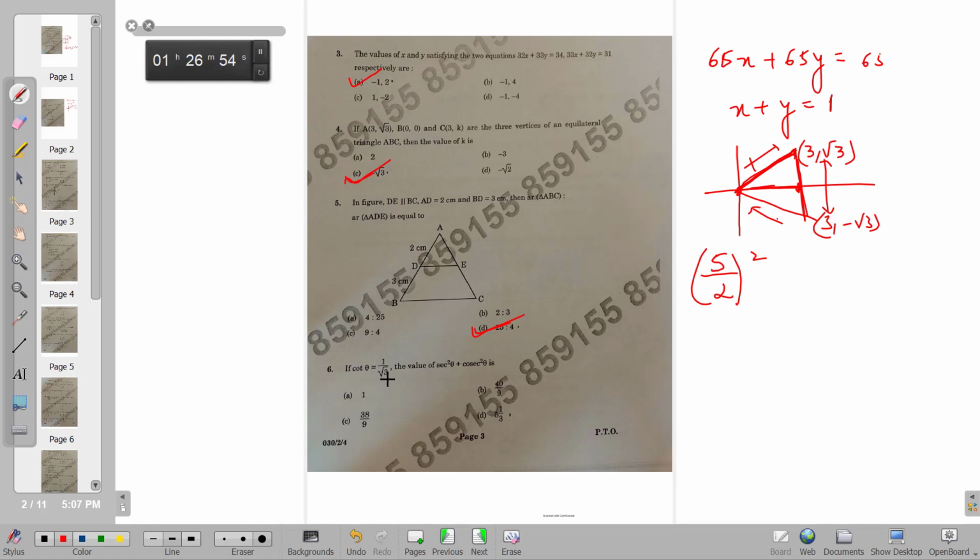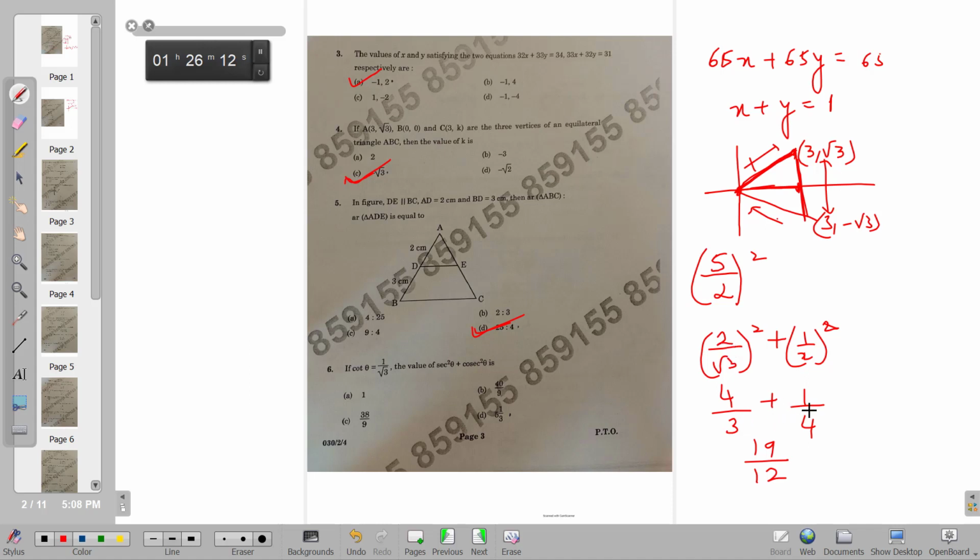Cot theta is equal to 1 by root 3. That means theta is 30 degrees. So sec square theta plus cosec square theta. Sec square of 30 would be 2 by root 3 square. Cosec square of 30 would be 1 by 2 whole square. Okay. So you're going to get 4 by 3 plus 1 by 4, which would become 16 plus 3, 16 plus 3 is 19 divided by 12. 19 by 12 is what I'm getting here.